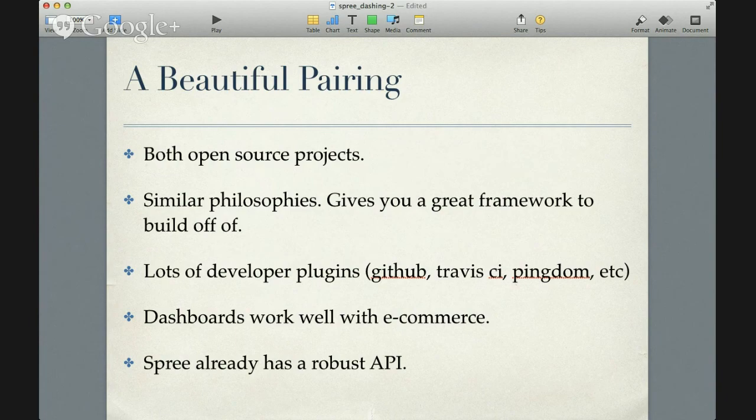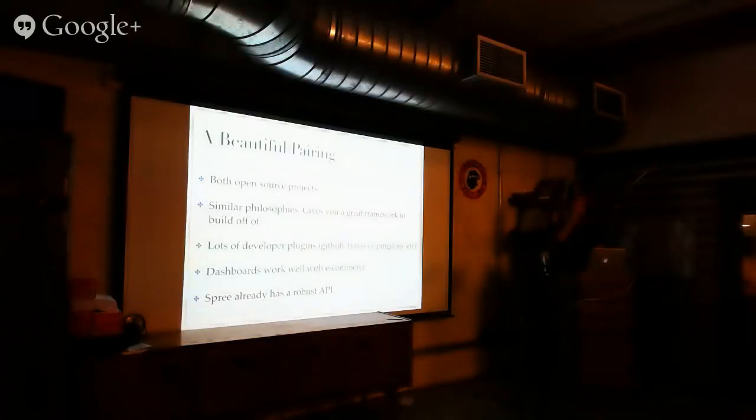I also think dashboards work really well with e-commerce. You can see how much money is flowing through on a daily basis, and everyone likes seeing that. You want to be able to go into work and see that what you're doing is having a huge impact. You're seeing orders go up. You're seeing money go up. It's a great feeling. And Spree already has a very robust API, so it's easy to plug into services like Dashing.